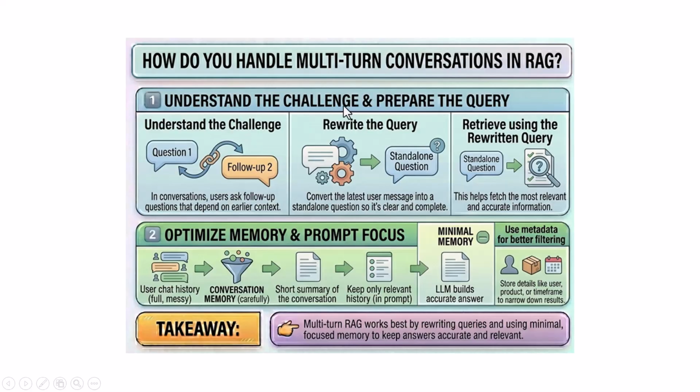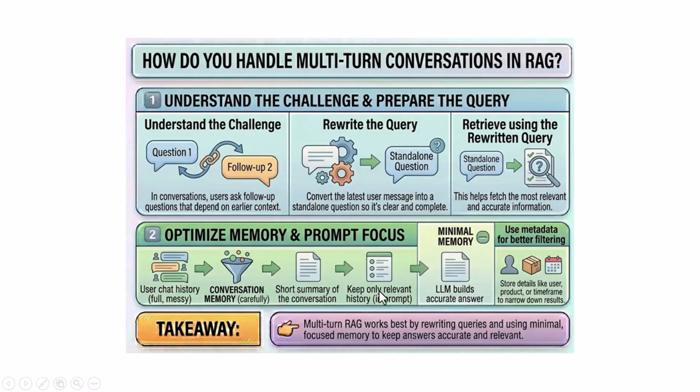Okay, let's understand how to handle multi-turn conversations in RAG. First, understand the challenge. That is, in some conversations, users can ask follow-up questions that depend on earlier context, right? In that scenario, we need to rewrite the query. That is, convert the latest user message into a standalone question so it's clear and complete. Also, use conversation memory carefully. That is, keep a short summary of the conversation and avoid passing the entire chat because it can add too much noise, right? And then retrieve using the rewritten query.